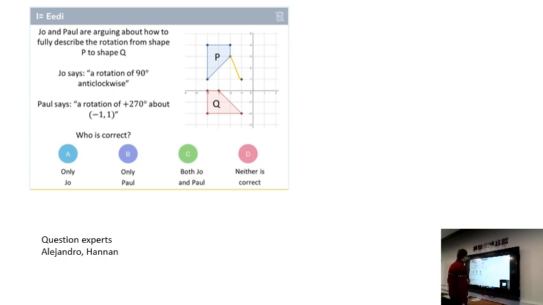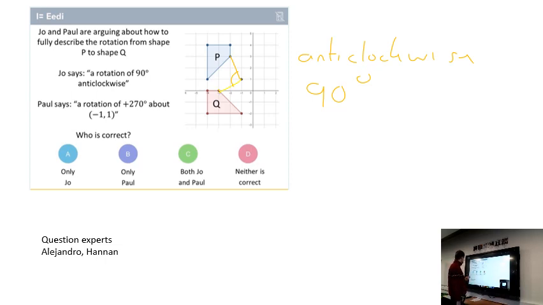Okay, and if we have a look at this, the image point will be here. So it will be this line here. Okay, so what is the rotation? Okay, here it's rotated this direction. So this is an anti-clockwise direction. So this is anti-clockwise, and the angle here is 90 degrees. So let's have a look at the viewpoint. So Joe says it's a rotation of 90 degrees anti-clockwise.